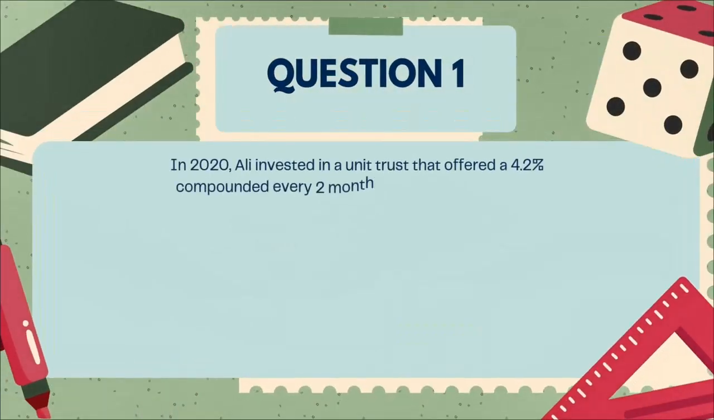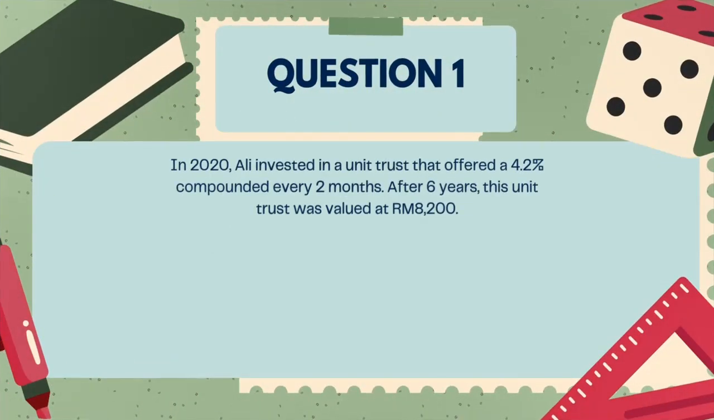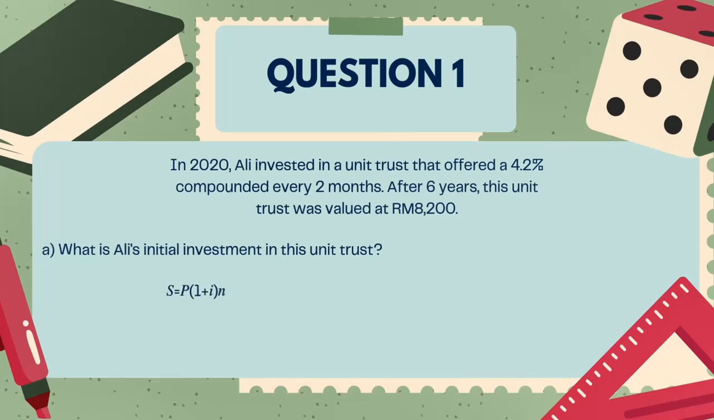Question 1. In 2020, Aaliyah invested in a unit trust that offered 4.2% compounded every 2 months. After 6 years, this unit trust was valued at 8,200 ringgit. The question asks us to find the initial investment, which is the principal. The formula used is S equals P(1 plus I) power of N. To use this formula, we need to identify the annual nominal rate, the conversion period, periodic interest rate, time, and total number of interest periods.